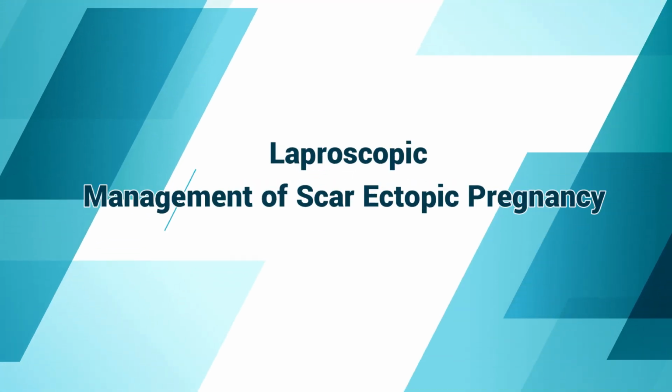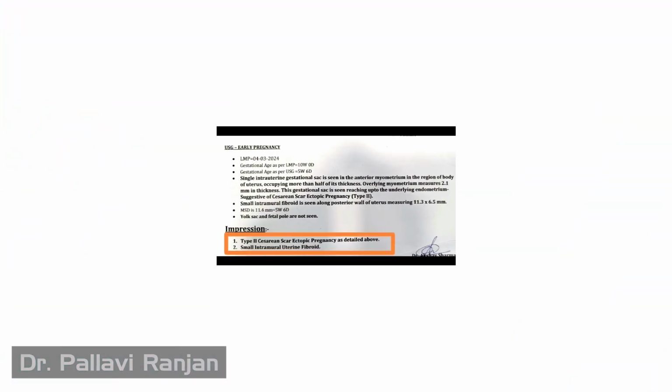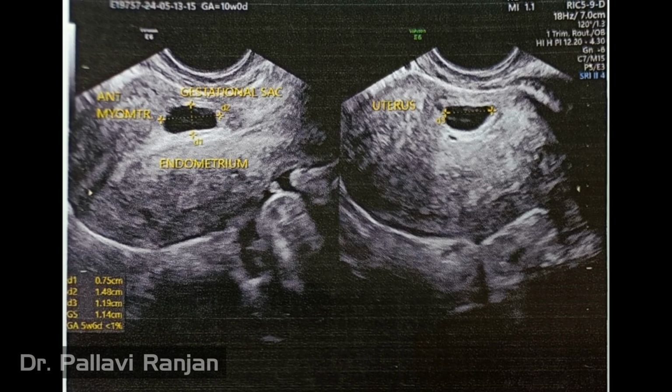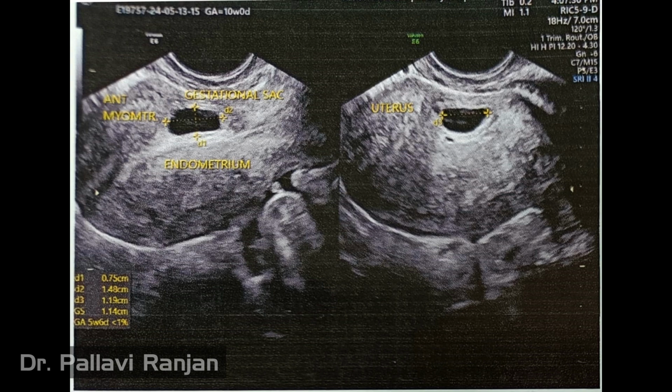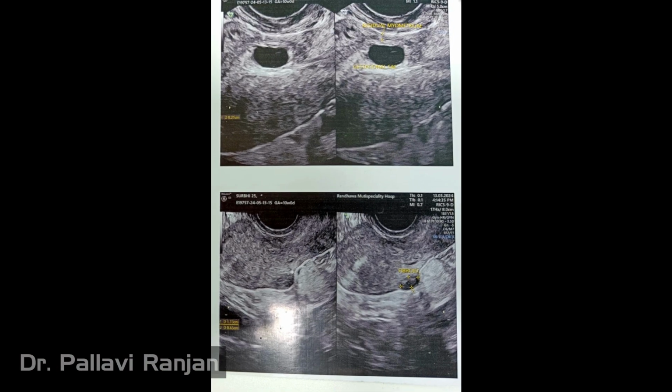So I had a patient presenting to me with complaints of 3 months of amenorrhea, previous caesarean section done 2 years back, taken MTP kit, and there was a failure of MTP kit. Hence the patient underwent an ultrasound which was suggestive of a single intrauterine pregnancy at the scar site, and the thickness of overlying myometrium was 2.1 mm. The sac size was 5 weeks 6 days. So it is a type 2 scar ectopic pregnancy.